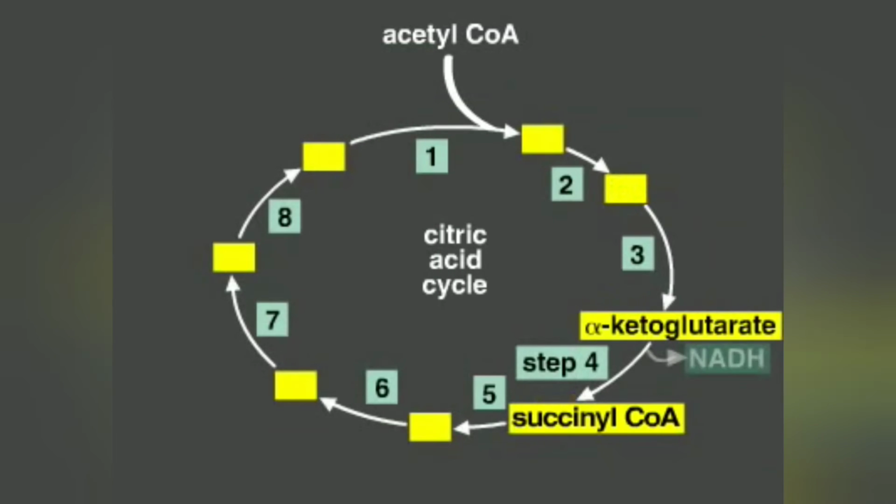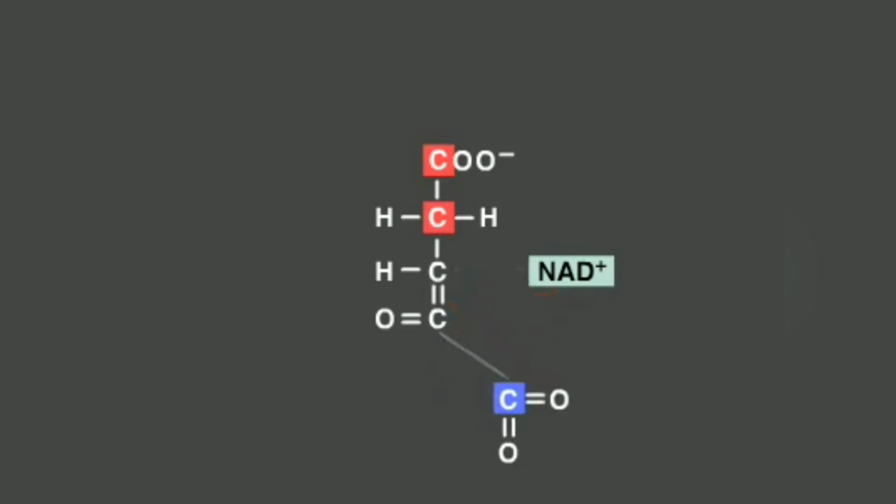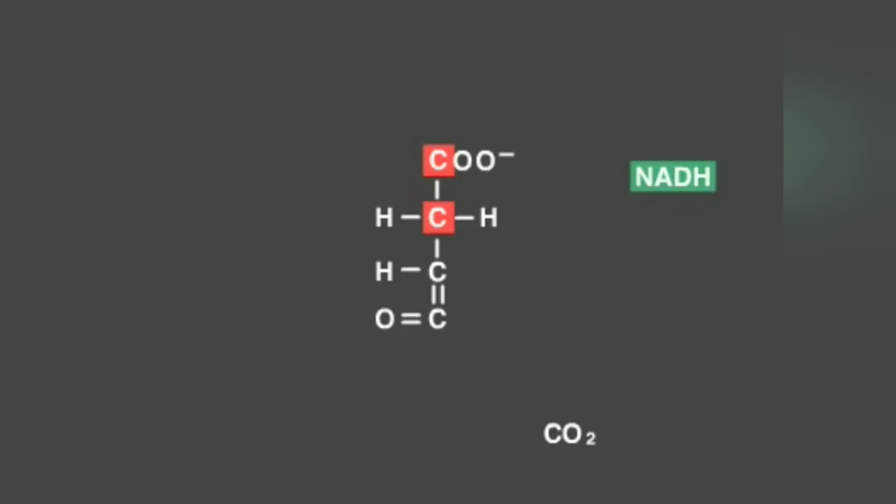The next reaction also produces NADH and releases CO2. The alpha-ketoglutarate from the previous reaction is converted to succinyl-CoA by the addition of coenzyme A. The enzyme for this reaction adds a high-energy thioester bond to coenzyme A, releasing the carbon and 2 oxygen atoms and converting NAD+ to NADH.